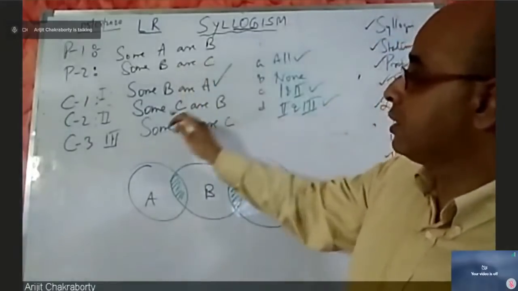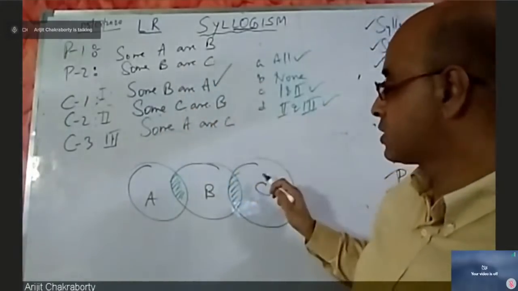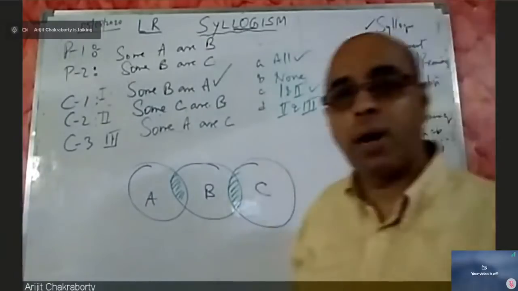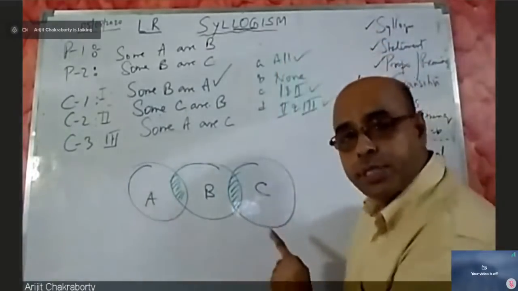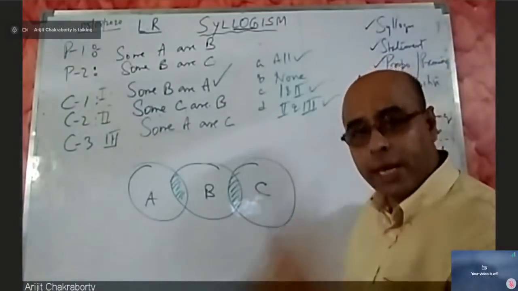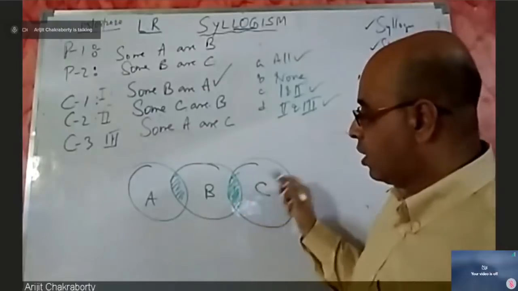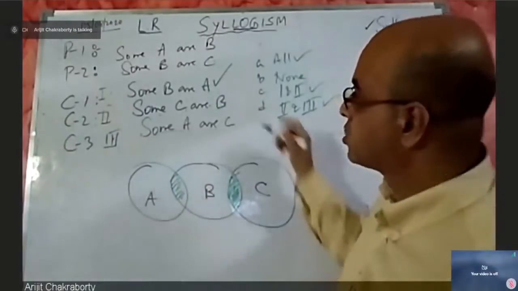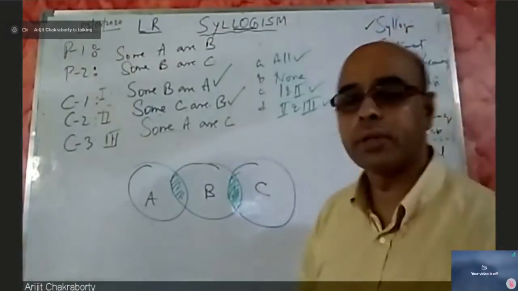Some B are C. Conclusion is some C are B. Some part of C is also part of B. Some portion of C, is it also a part of B? From the Venn diagram, yes. This part of C is also a part of B. So the second is also correct.